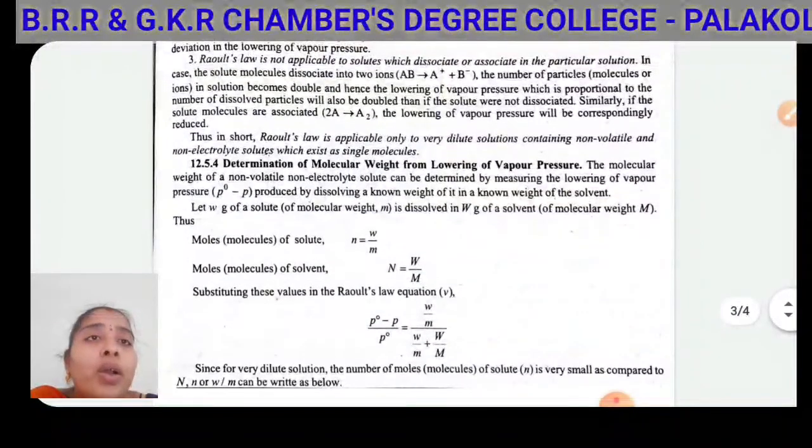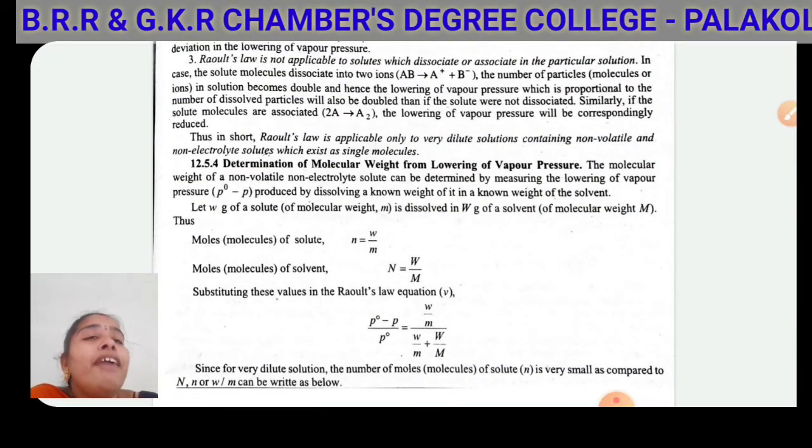Thus, in short, Raoult's law is applicable only to very dilute solutions containing non-volatile and non-electrolyte solutes, which are not vaporized, not dissociated or associated, and exist as single molecules, not dimers.